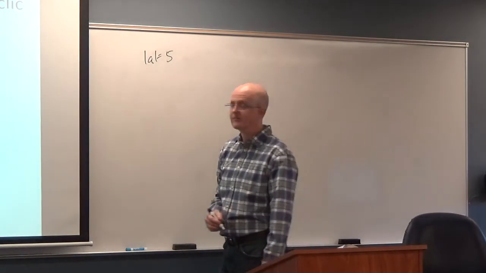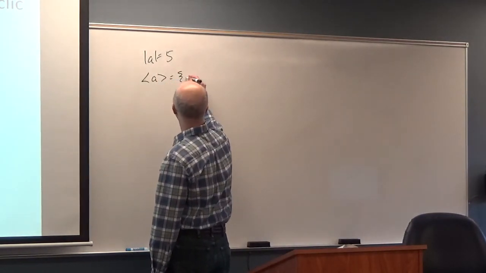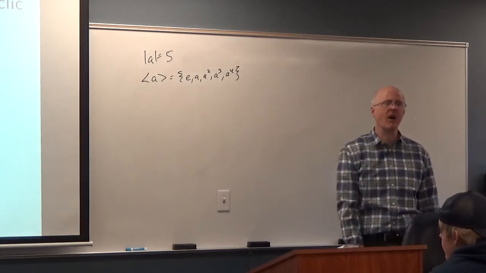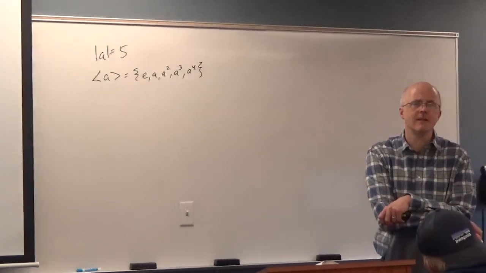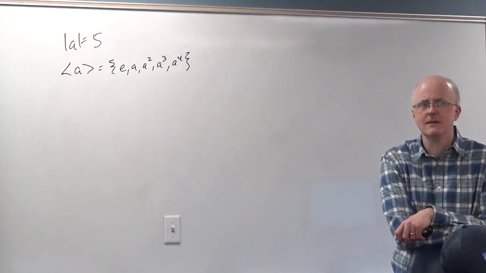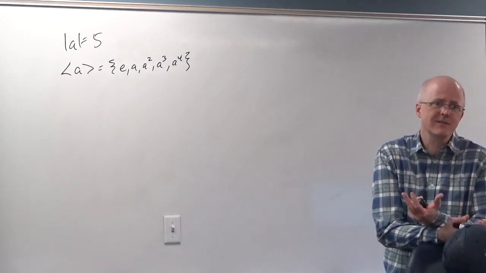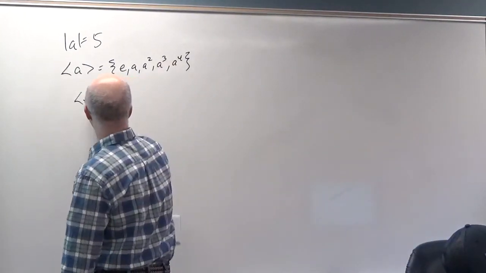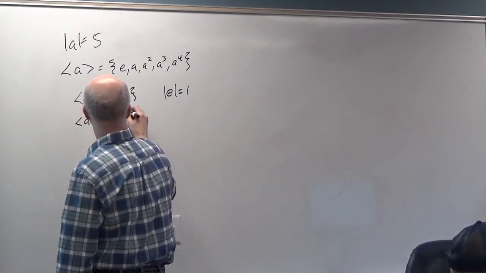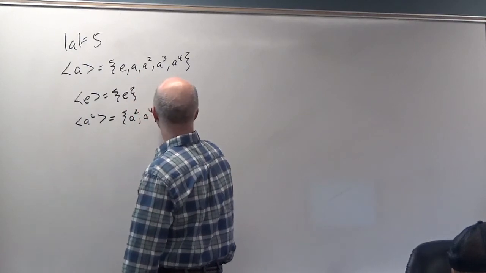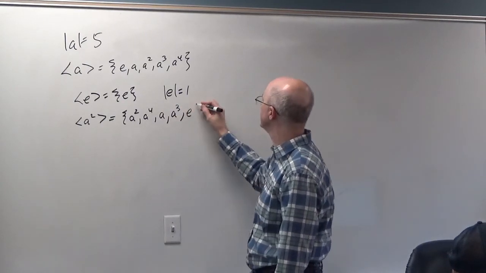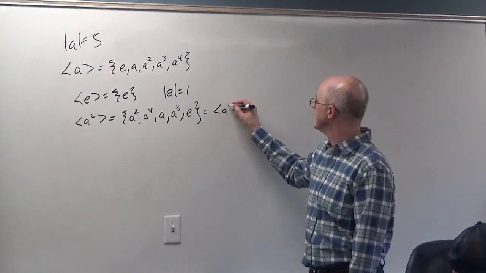Suppose A has order 5. So the cyclic subgroup generated by A would be A squared, A cubed, A to the 4th. 5 is prime. The orders of subgroups of cyclic groups must divide the order of the whole group. The only divisors of 5 are 1 and 5. E does generate just itself. The order of E is 1, but every other element generates the whole group. Got to mod the powers by 5 here. Those are the powers of A squared. Gives you the whole group.